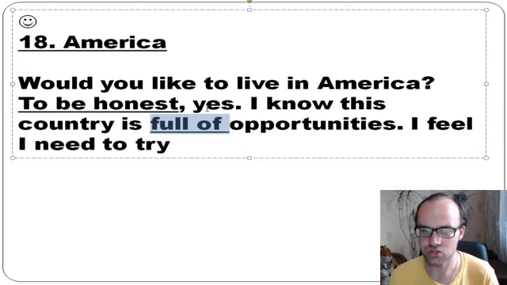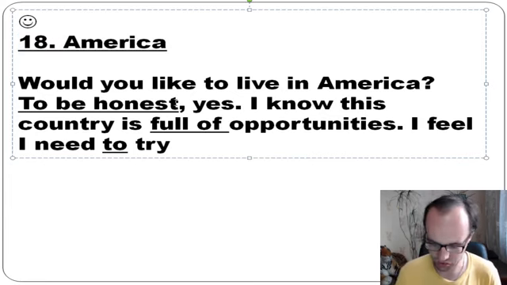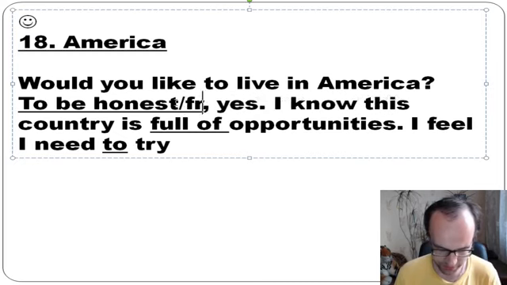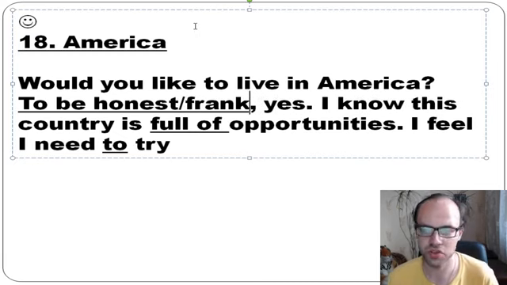I feel I need to try. We say need to, okay? We put to between these two verbs. Okay, America. Would you like to live in America? To be honest, yes. I know this country is full of opportunities. I feel I need to try. So you can say to be honest or to be frank. It's the same. So, do you like English? To be honest, yeah. To be frank, yeah, I really enjoy it.